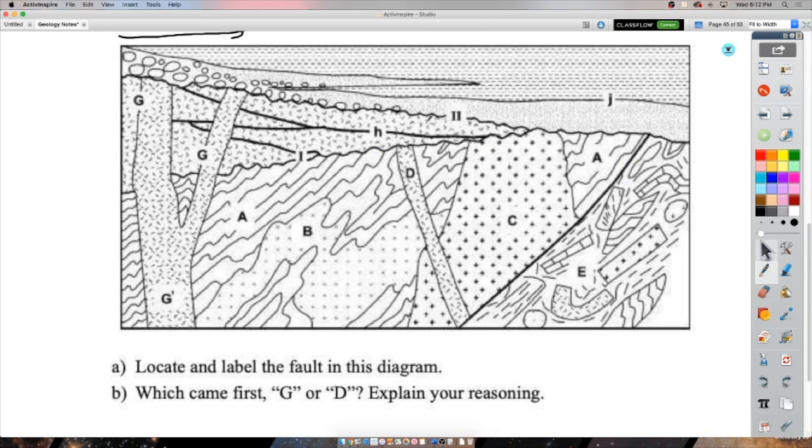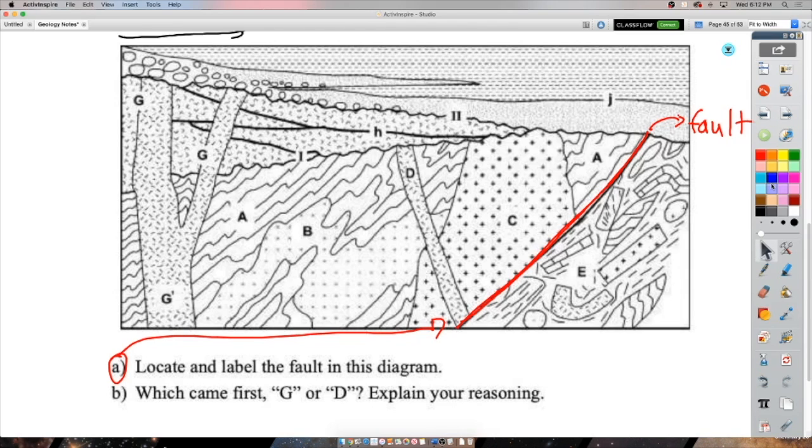So it looks like there were some layers that used to look nice, and then there was probably a huge earthquake that led to this slipping of the Earth's crust, a fault, okay, a fault line. So there is our fault, okay? Now it's asking us which came first, G or D.